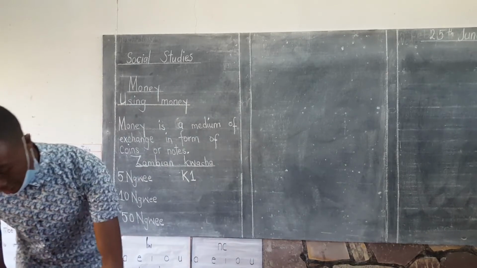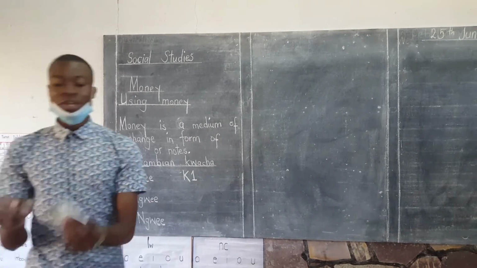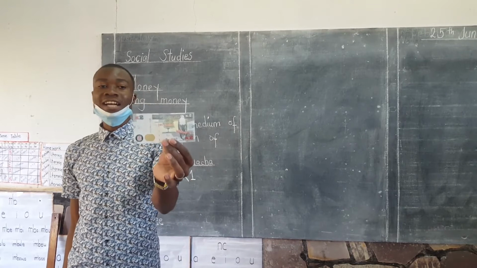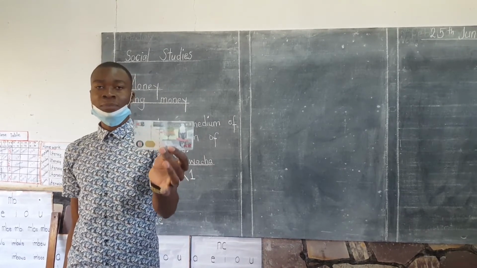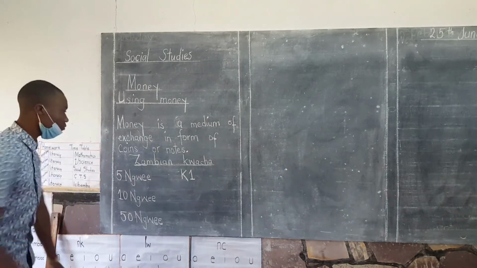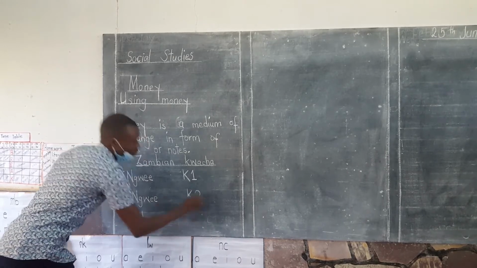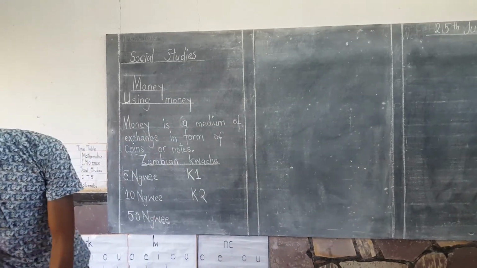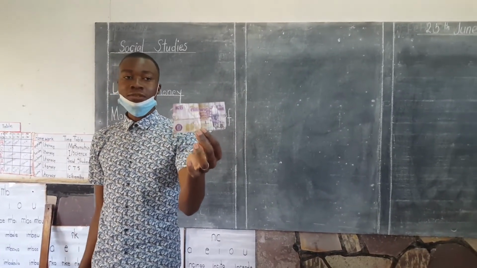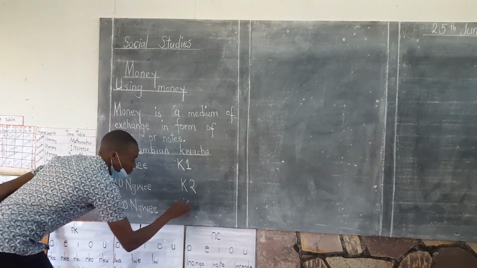From a 1 kwacha, we have a 2 kwacha. So a 2 kwacha is made in form of a paper. So a 2 kwacha is here. From a 2 kwacha, here with me is a 5 kwacha. So that is another note.